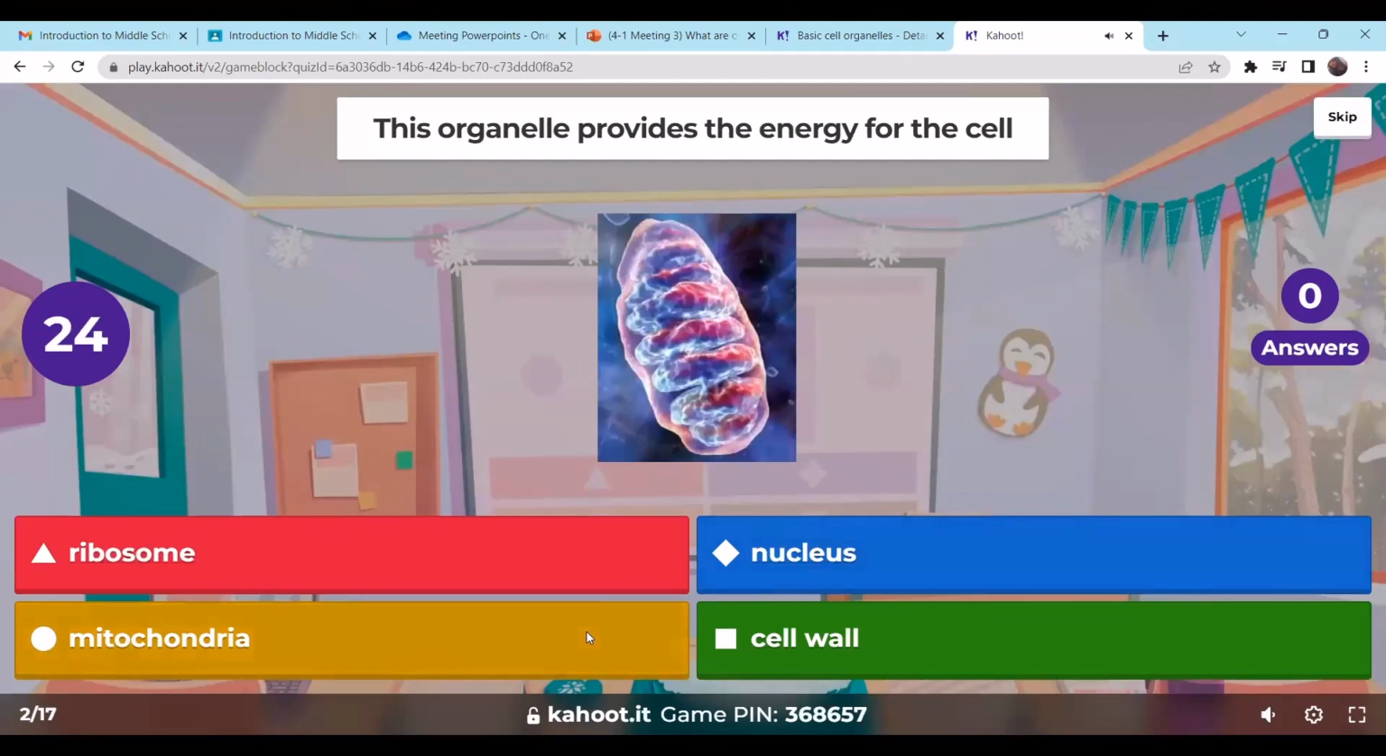So this is the mitochondria. This takes in glucose and provides ATP, which is like readily usable energy for the cell.